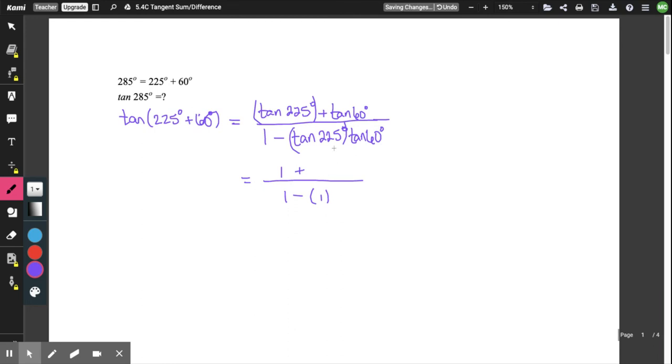Next, I've got tangent of 60 degrees. That's in quadrant 1. Tangent is positive in quadrant 1 because all of the trig functions are. And the value for tangent of 60 degrees is square root of 3. So I'll put that in the top and in the bottom. So from here, it's just a matter of simplifying and rationalizing the denominator. So I'm going to have 1 plus root 3 over 1 minus, and then when I multiply 1 times root 3, I would just get root 3. Oops, sorry, it's a plus in the numerator there.